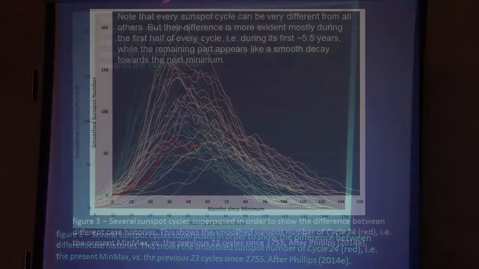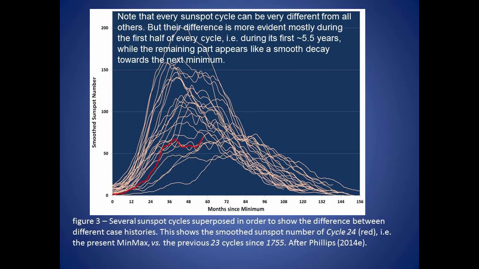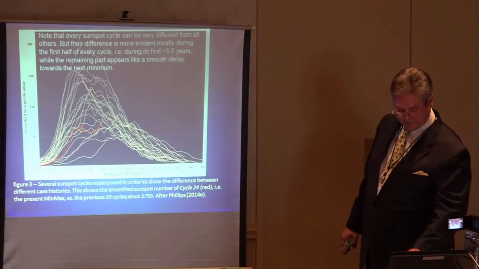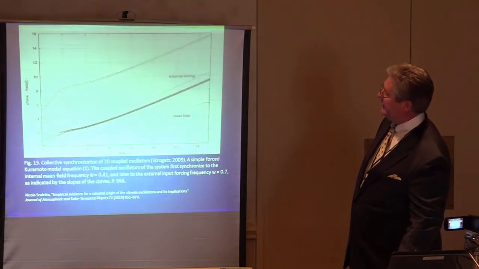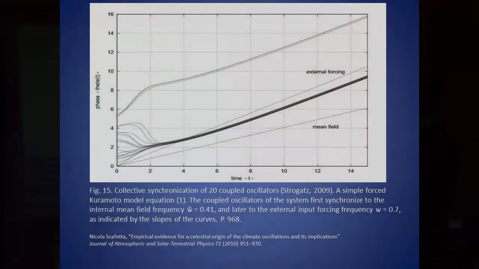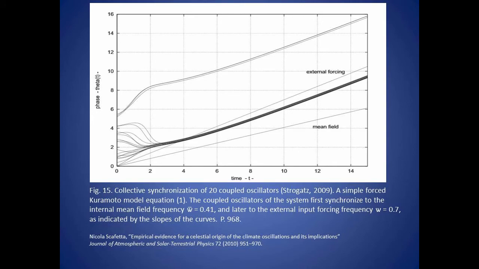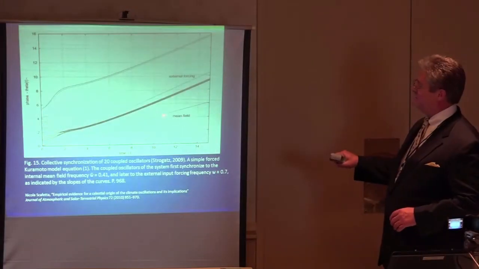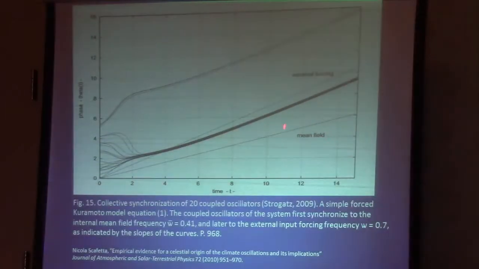Let's just read this. Every spot can be different, but the difference is more evident during the first half of the cycle, during the first 5.5 years, while the remaining part appears like a smooth decay towards the next minimum. So this was work by Phillips. If you tie that to an idea by Scafetta, he talks about internal forcing versus the mean field, external forcing versus the mean field, the internal forcing, which is what Giovanni's talking about, internal versus external.